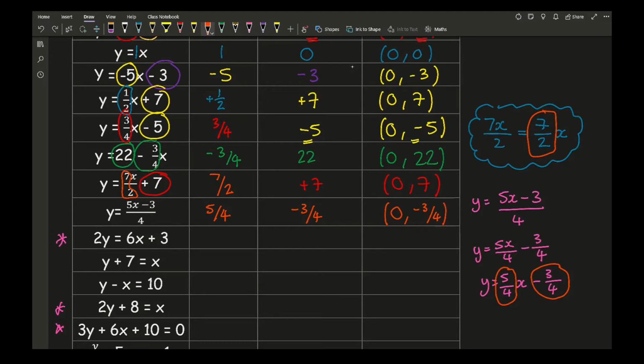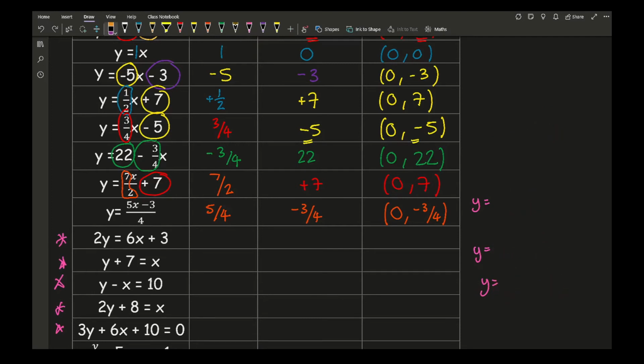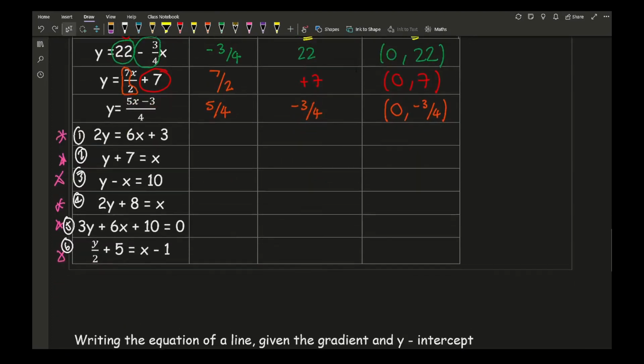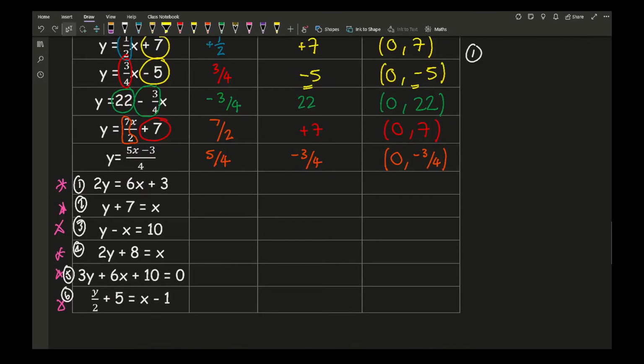Now, as we mentioned before, we need to make y the subject when it comes to finding the gradient or the y-intercept from an equation of a line. This tends to be a more high level and more tricky question, but the format is exactly the same. So if I just quickly number these, 1, 2, 3, 4, 5, and 6. Looking at equation 1, let's just move it up a bit. Here we've got 2y equals 6x plus 3.